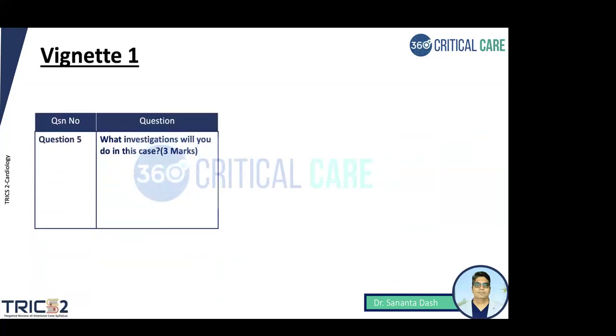Thrombolytic therapy within 12 hours of onset of symptoms, for those in whom reperfusion or primary PCI cannot be performed. That's the indication for thrombolytic therapy. They can ask you about it.